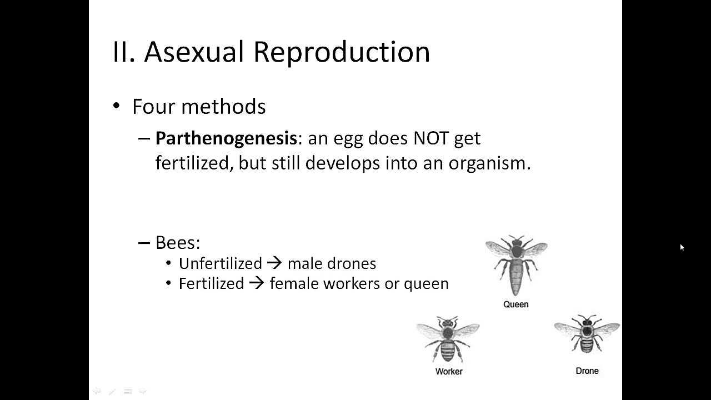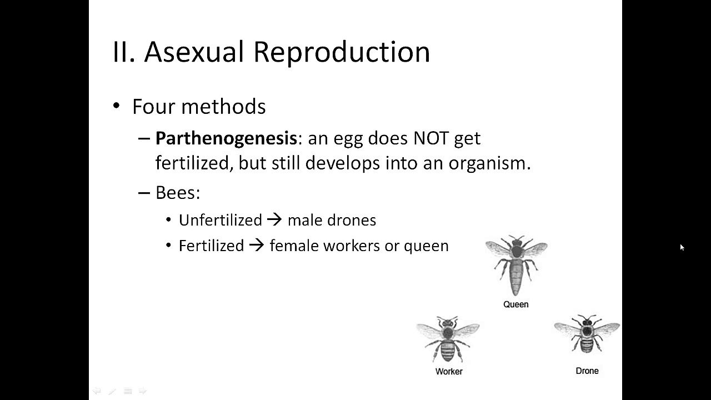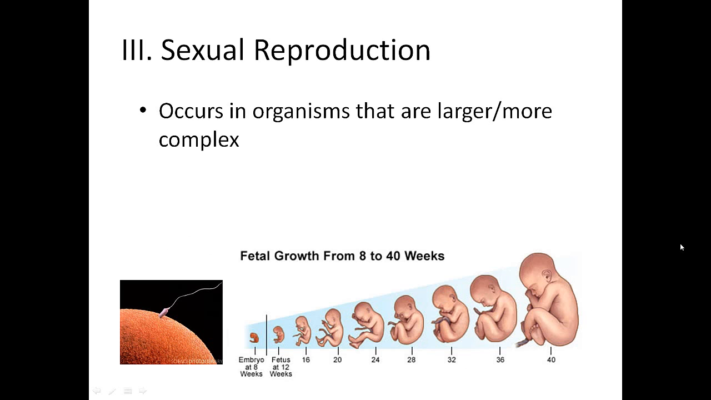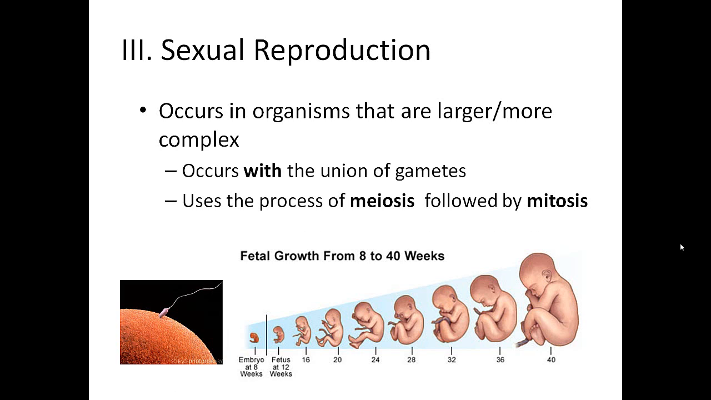This happens in many insects, for example, bees. If eggs are made and they do not get fertilized, the eggs turn into males. If the eggs do get fertilized, they become female workers or a queen. The other process is called sexual reproduction, and this tends to happen in more complex organisms. This occurs with the union of gametes. Gametes are sperm and egg. We're going to use the process of meiosis, followed by mitosis, and we'll talk about meiosis soon.